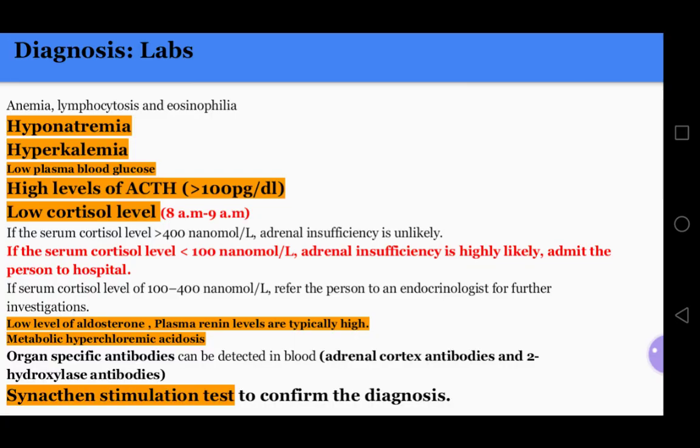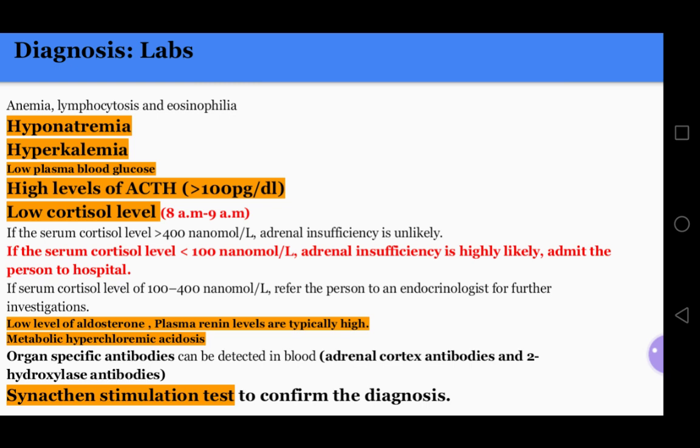Labs for diagnosis, you can find anemia, lymphocytosis, and eosinophilia. Then there are electrolyte abnormalities, hyponatremia, and hyperkalemia. There may be low plasma blood glucose. Levels of ACTH are higher than 100 picogram per deciliter, and early morning cortisol level is low. It should be taken between 8 a.m.